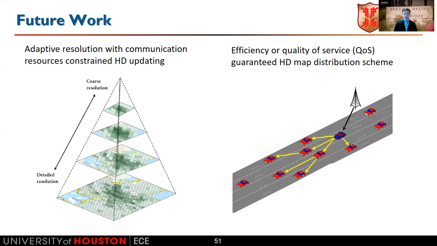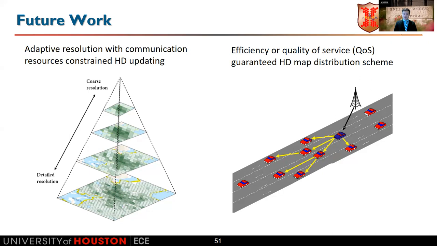So here are two potential future works. The first one is adaptive resolution with communication resource constraints for HD map updating. For example, if the communication resources are limited, then the transmission rate will be low. In this case, in order to guarantee the latency, a coarse version of the HD map can be uploaded. Otherwise, if the communication resources are sufficient, we can transmit the detailed resolution HD map. In that case, the latency of updating the HD map can also be guaranteed.